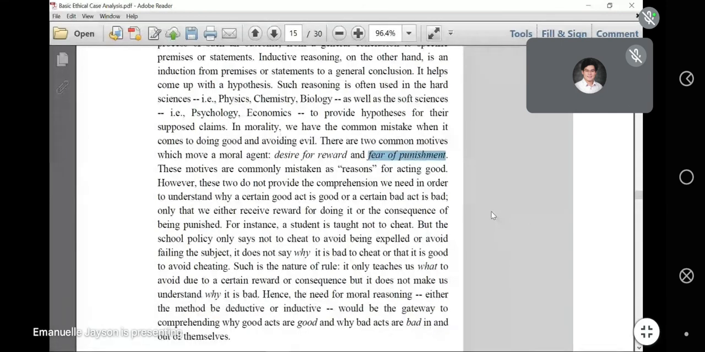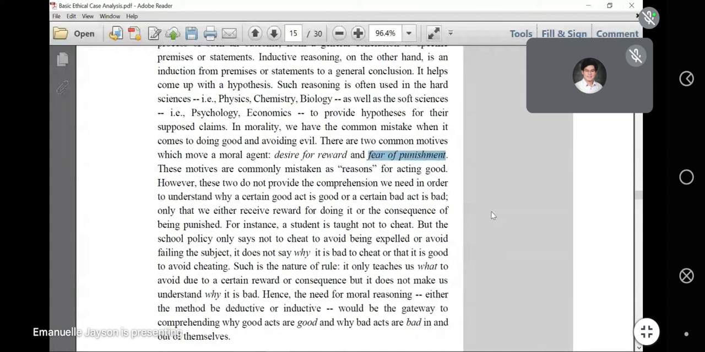Another way to teach the child would be, wag ka magnakaw dahil masama yun or wag ka magnakaw dahil kinukuha mo yung property ng ibang tao. Medyo hindi na siguro maintindihan ng bata yun. Pero kailangan mo i-explain, no? Ano yung property? Ano ang pinagkaiba nun? Parang gano'n. So, ayun. I think I will end there.